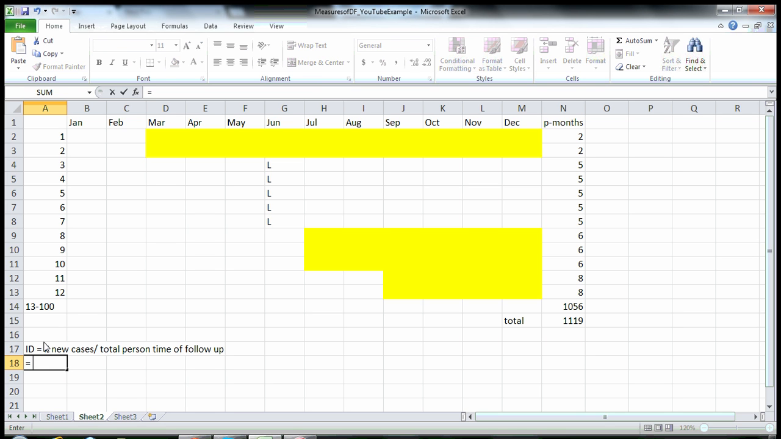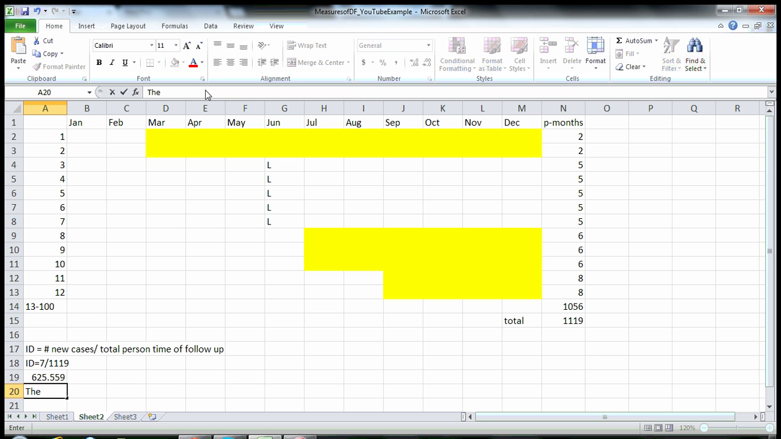So that is 7 new cases, 2 on March 1st, 3 on July 1st, and 2 more on September 1st for a total of 7. And we know from our calculation we have 1,119 person months of follow-up. We can let Excel do that calculation for us. And we can actually go ahead and multiply that out times 100,000 just to make it easy for us. So that looks like about 626 per 100,000 person months of follow-up.